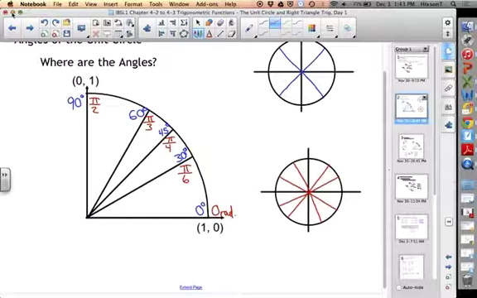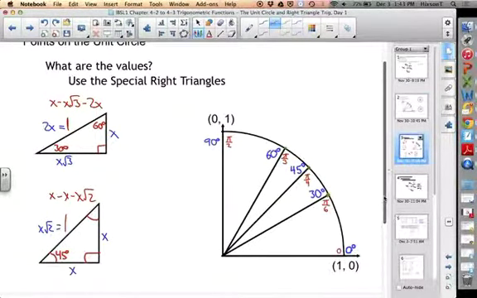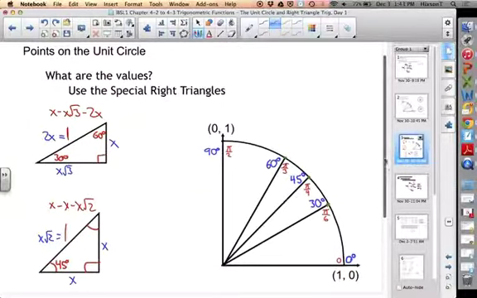But Mr. Erickson, is it going to make 30, 60, 90 triangles with the other one? Like how you had the 45, 45, 90 ones? Yeah, those. And that's actually what we're going to look at next: what are the values, I'm talking about the coordinates of these points? What are the values of the x and y coordinates at each of these points?